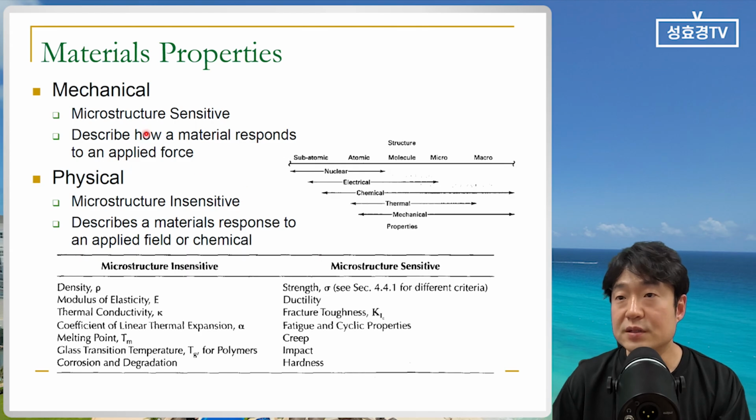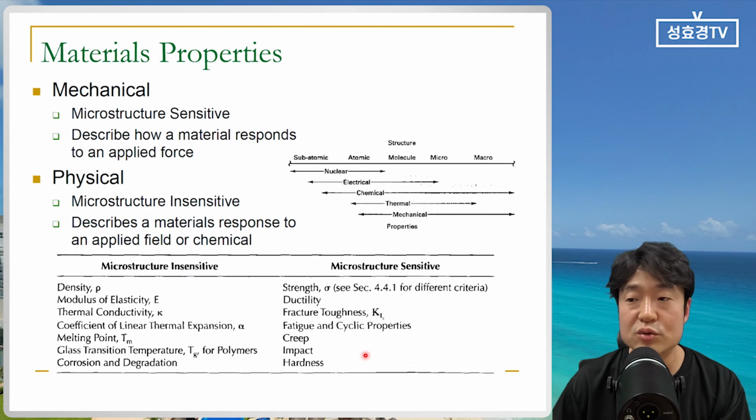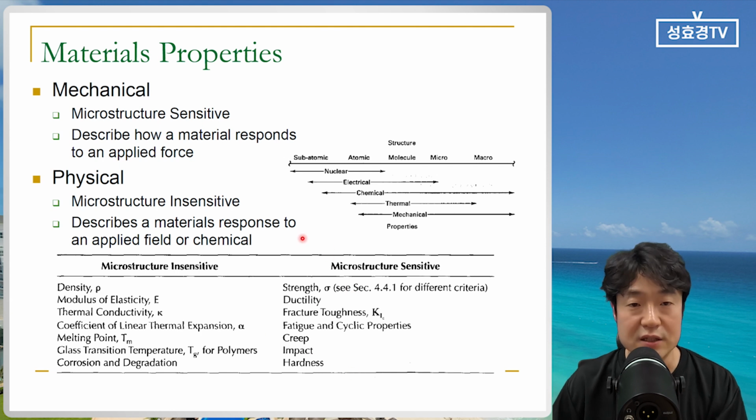Now material properties. The mechanical ones are microstructurally sensitive, from the subatomic to the atomic level, molecular, micro, and macro level. Physical properties are microstructure insensitive. Strength, ductility, and fracture toughness are mechanical, so we need to understand the microstructure a lot. For physical ones, the microstructure is not a big deal, and the data is already fixed. In most cases we do mechanical testing because we can control the microstructures.